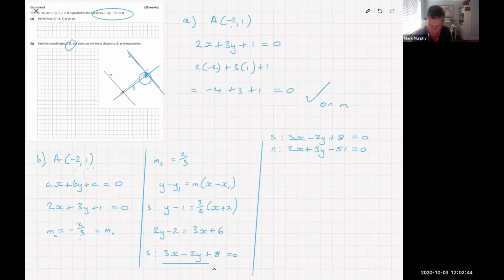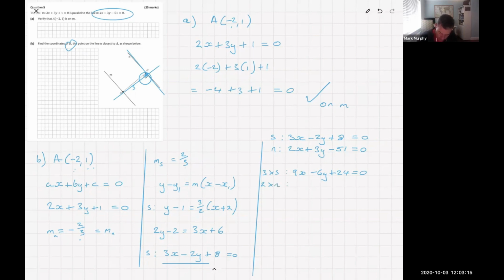Now, if I multiply this one by 3 and the second one by 2, so I'll do 3 times S, and that becomes 9x minus 6y plus 24 equals 0. Be very careful when you're multiplying all these, because I was multiplying the other night and I put in the wrong value for 24. I put in 12 or something like that, right? And I got the wrong answer. Just be careful. And 2 times N, we'll say.